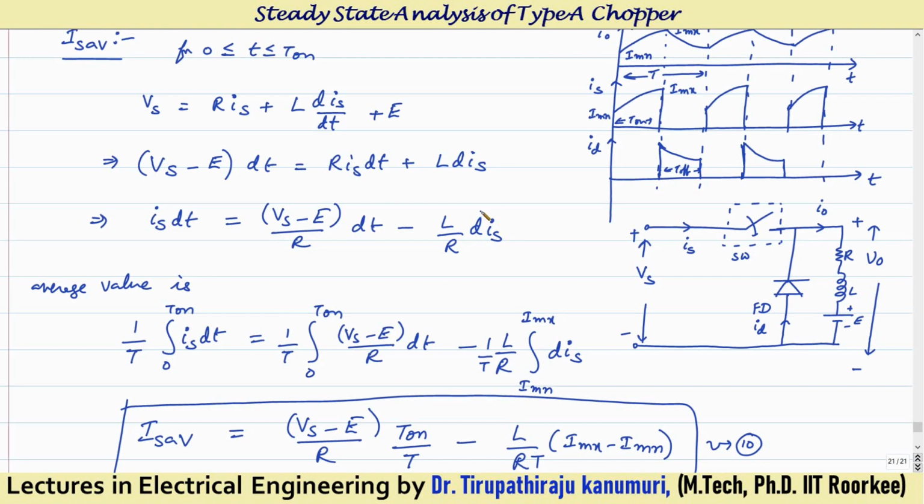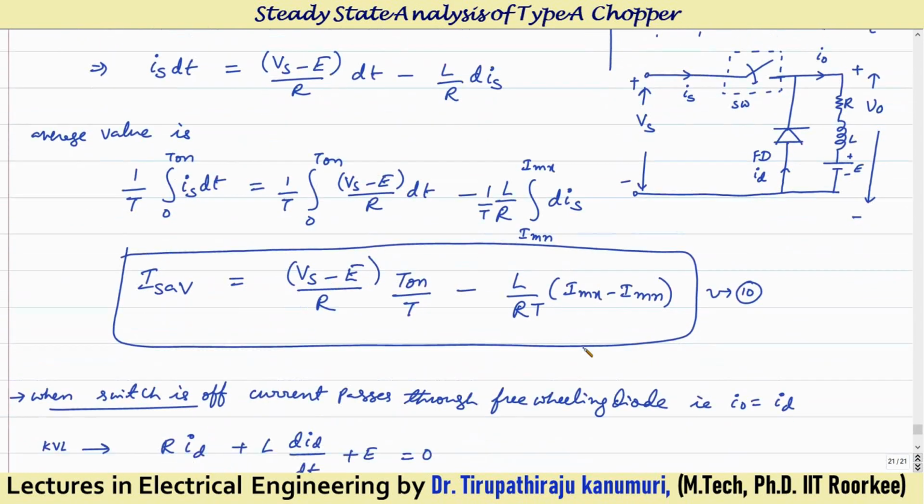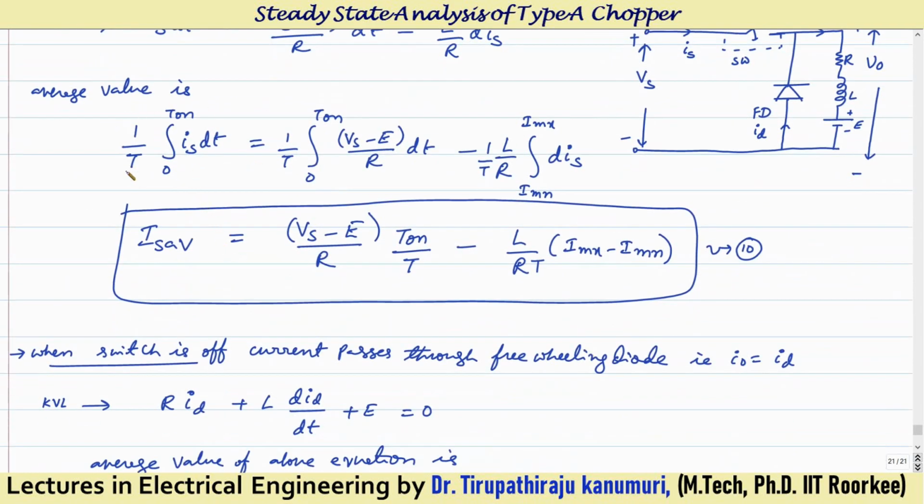So what is the limit of the current? It is also same 1 by t into L by R into integration from, current is varying from I minimum to I maximum, minimum value to maximum value, into dis. So just do the integration and simplify it. So the integration of this one, integration of Is dt divided by t, this gives the Is average value. This will be Vs minus E by R into integration becomes t on divided by t minus L by R into t. This integration of this one will be I maximum value minus I minimum value. So in that way I can calculate Is average value.